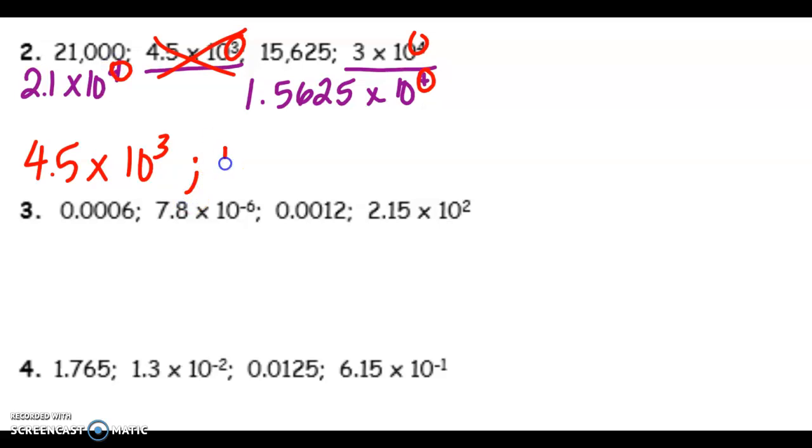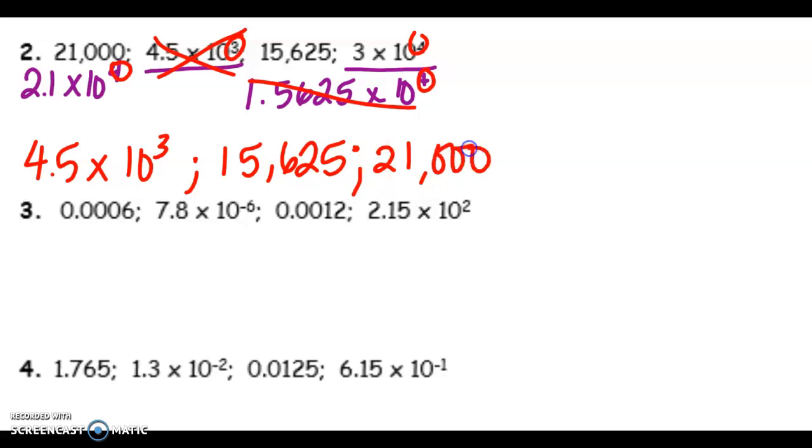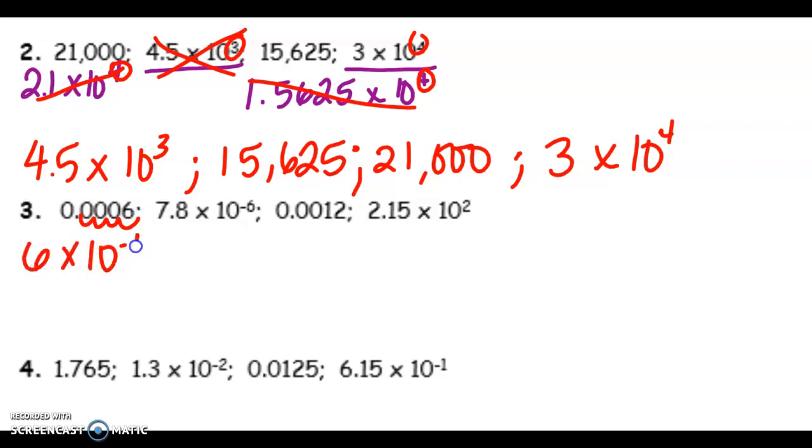So I've got 15,625 would come next because that was a 1 in the front. I've got 21,000 would come next because that was a 2 in the front. And then that means that finally I've got 3 times 10 to the fourth. Okay? Next one, this is going to be a negative exponent. I'm moving it 4 places, so 6 times 10 to the negative fourth.